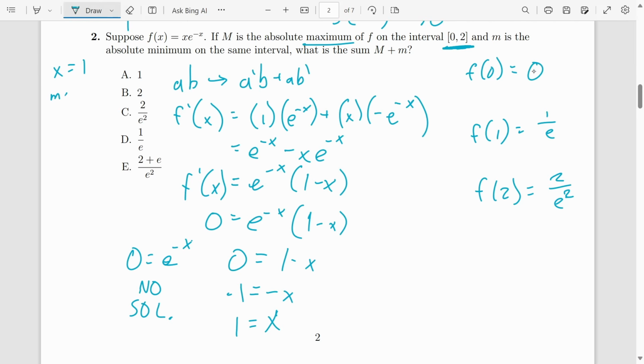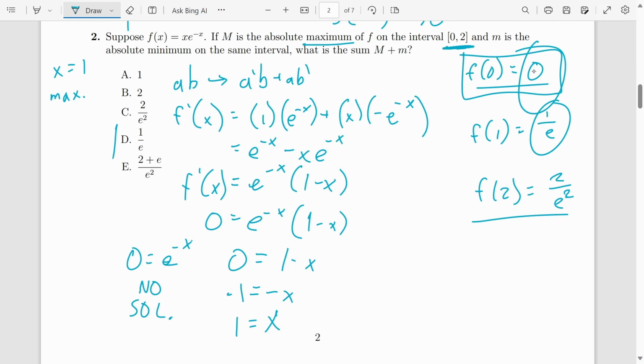So because of that, we can infer that 1 over e is our maximum here. This critical point is a maximum. And that means one of these must be our minimum. In this case, it must be 0. 0 is clearly smaller than 2 over e squared. So there we go. We've got our minimum and we've got our maximum. Now all we have to do is add them. So 0 plus 1 over e is 1 over e. And that's how we find big M plus little m.